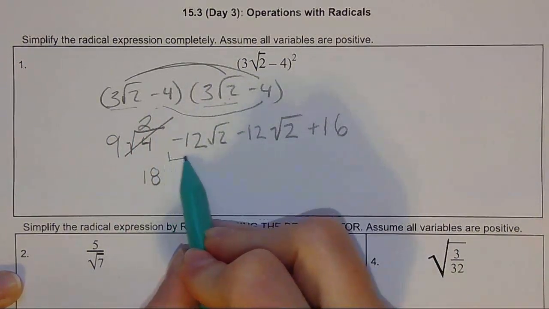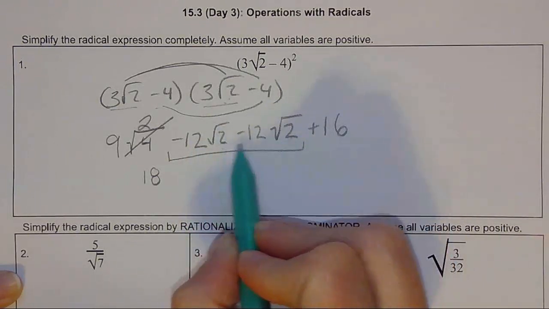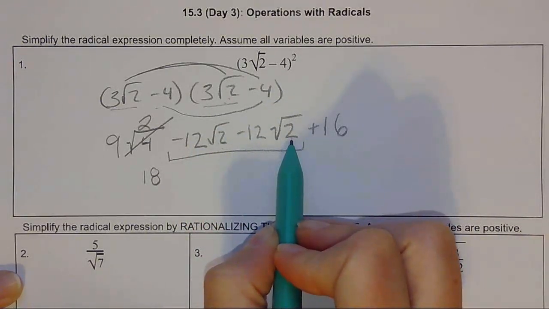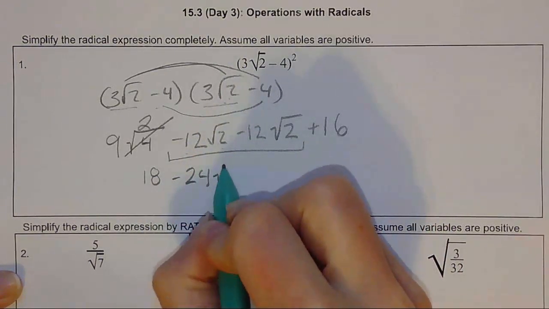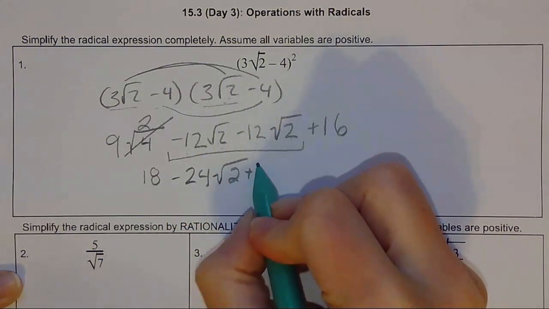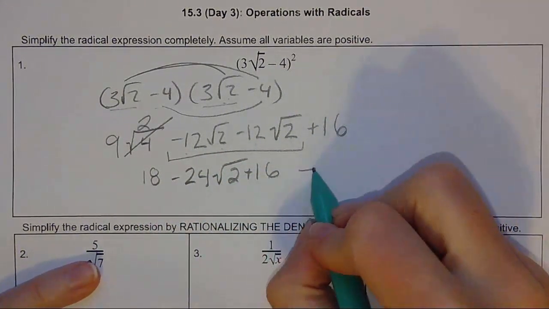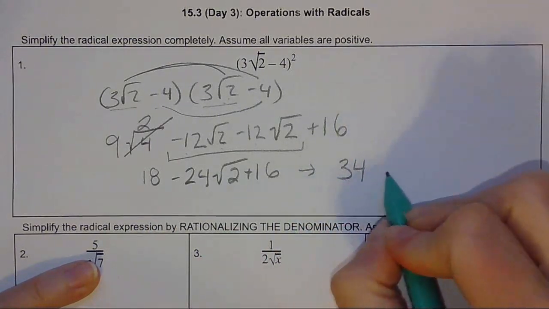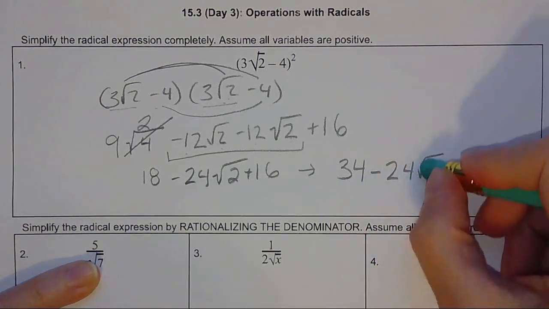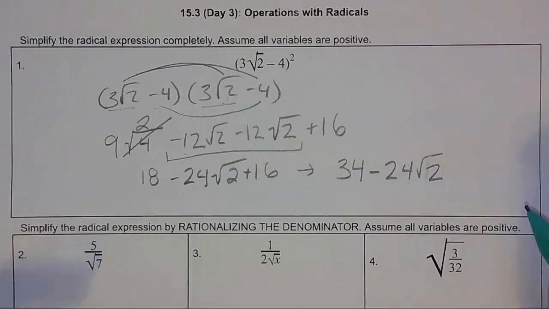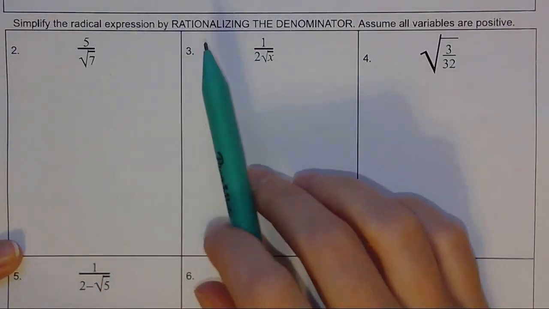I'm going to go ahead and combine these like terms. If they're the exact same index and radicand, so root 2 and root 2, then you just combine the numbers on the outside. Negative 12 and negative 12 is a negative 24 root 2, and then plus 16. 16 and 18 are going to be a 34, so my final answer is 34 minus 24 root 2. That's my final answer.